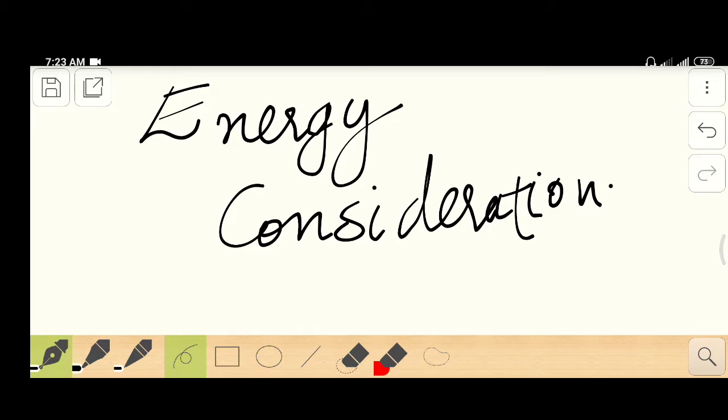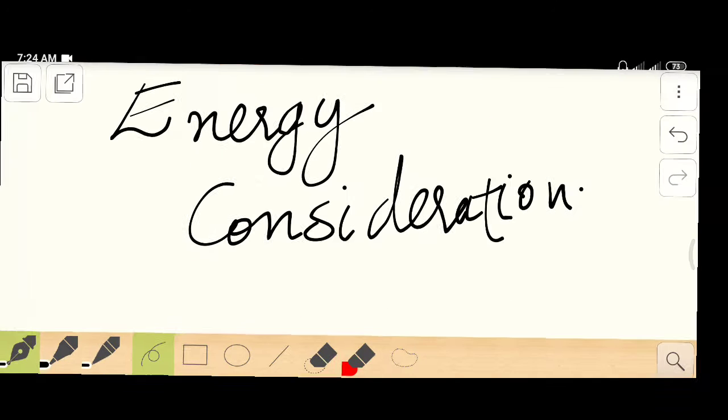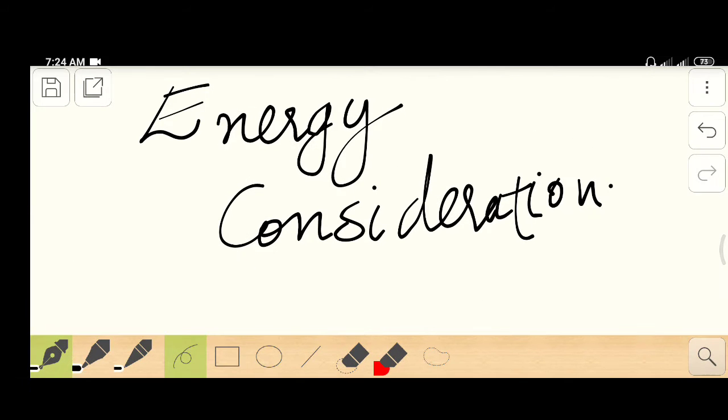Hi dear students. As we have discussed Lenz's law, we have seen that the externally applied energy is converted into the form of heat energy. So in this section we will discuss those things in more detail. That is the energy consideration, a quantitative study.